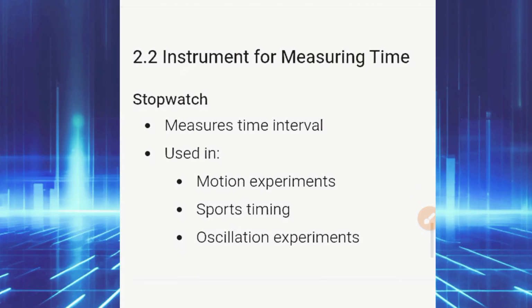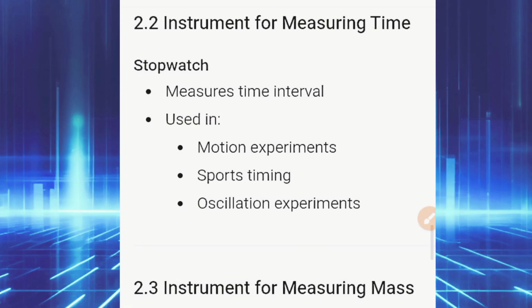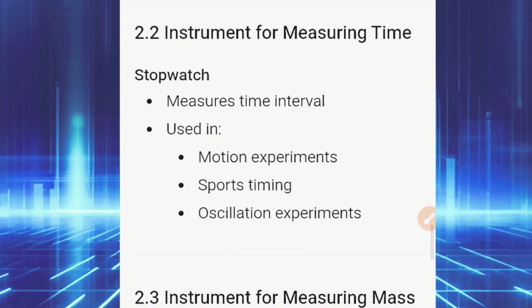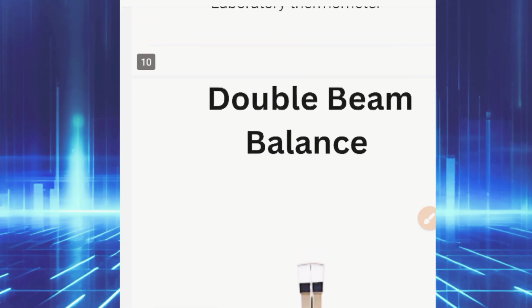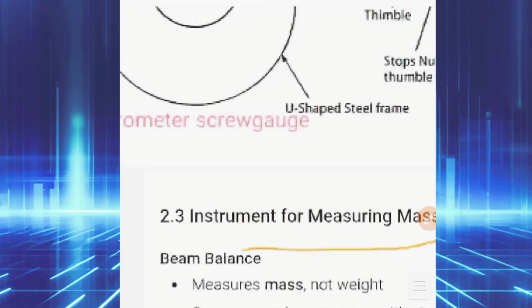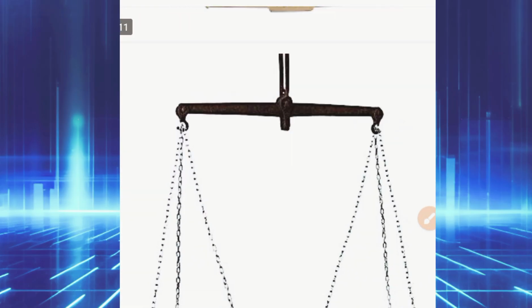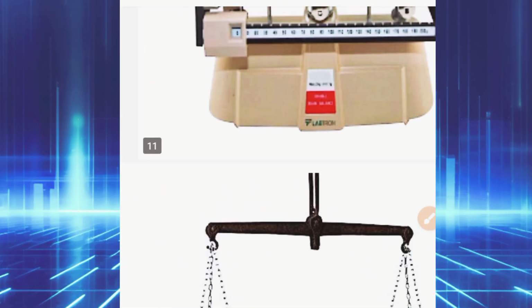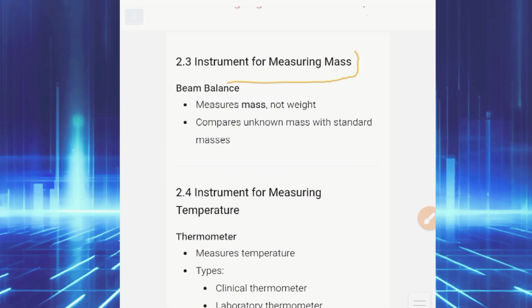So these are the instruments used for measuring mass. We can take the beam balance as one of the instruments used for measuring mass. Let me show you an example of a beam balance. This one is a double beam balance. Okay, you can see this beam balance, right? So this one is also the stopwatch. I've already said something about it. So these are the instruments used for measurement.